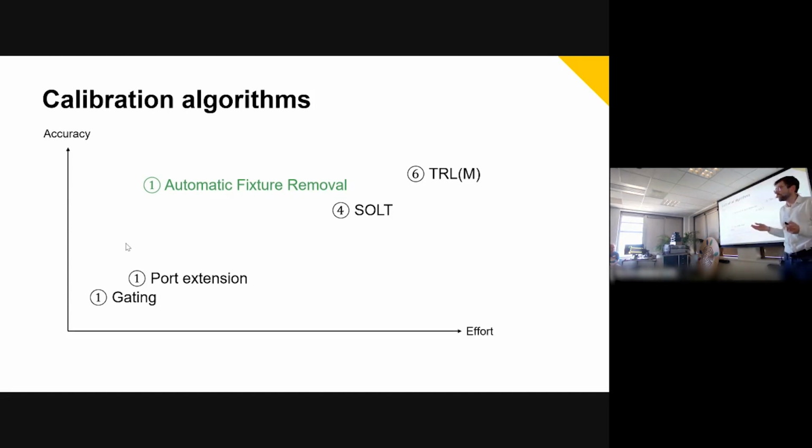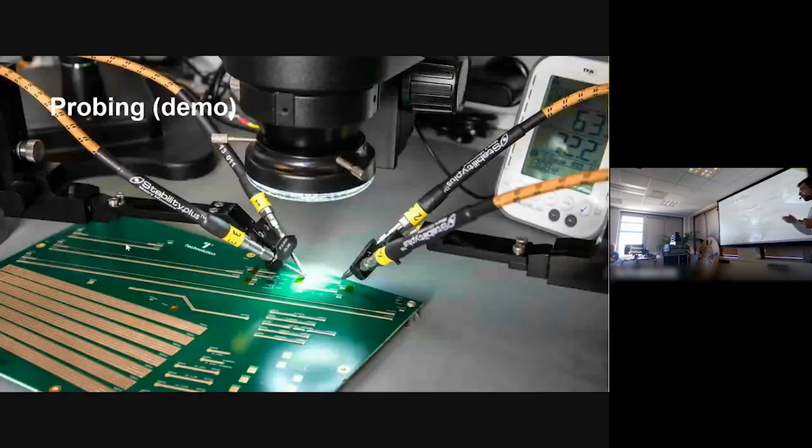But even with one standard, these standards occupy quite some PCB space. You need to think of it beforehand, and in practice, you may start measuring, or maybe a customer will come to us: we have a problem, and now we want you to measure. So you didn't think of standards beforehand. Wouldn't it be nice if we could probe on a bare board, for example? Well, let's first have a look at what's possible with probing.